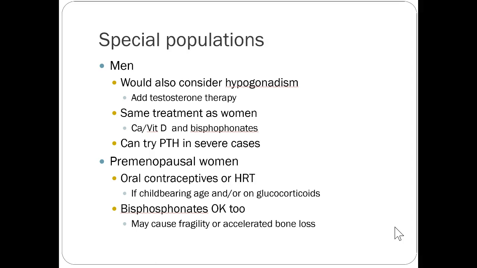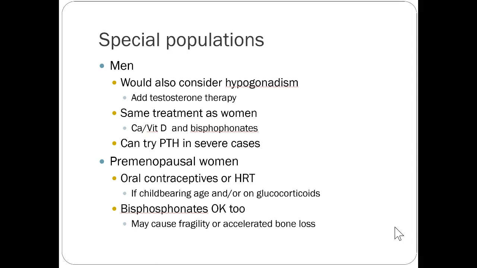Other populations: for male patients, we're really doing the exact same things. I would consider hypogonadism in a man, so look at checking testosterone levels, and testosterone therapy may be something that would benefit them. Otherwise, the treatment's the same as women. So we're going to do calcium, vitamin D, bisphosphonates, parathyroid hormone in severe cases. Premenopausal women, so oral contraceptives and hormone replacement therapy. If you're of childbearing age and/or on glucocorticoids, oral contraceptives can help increase bone mineral density. So you do get an estrogen component from that.